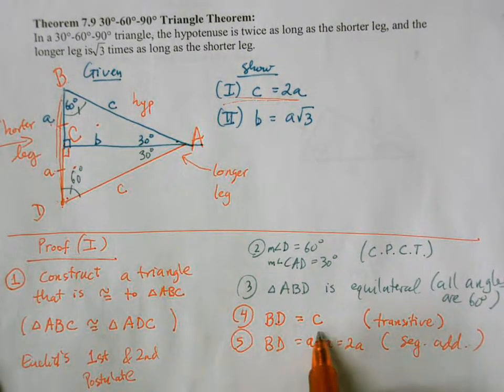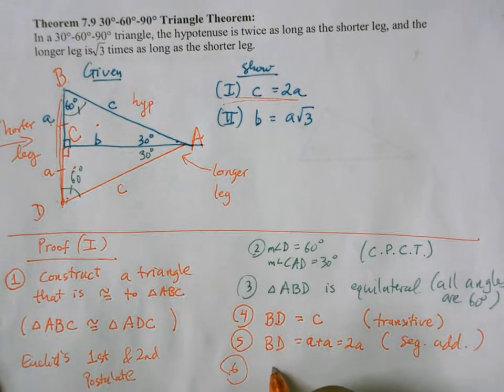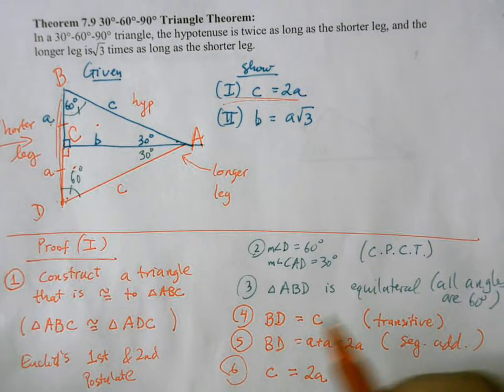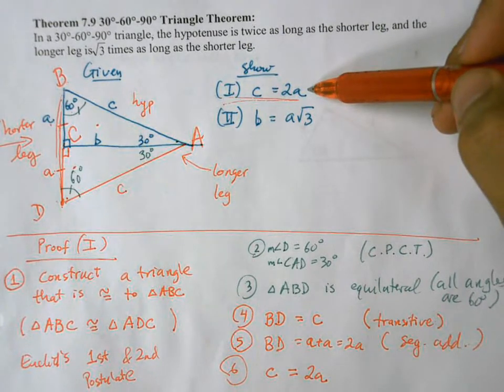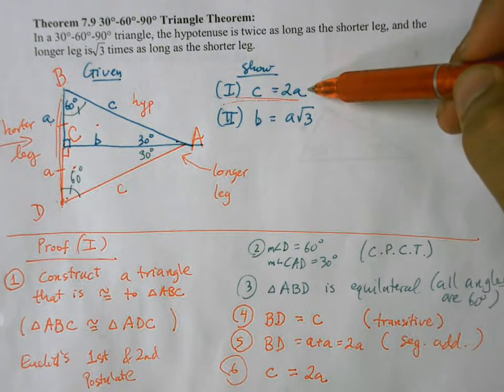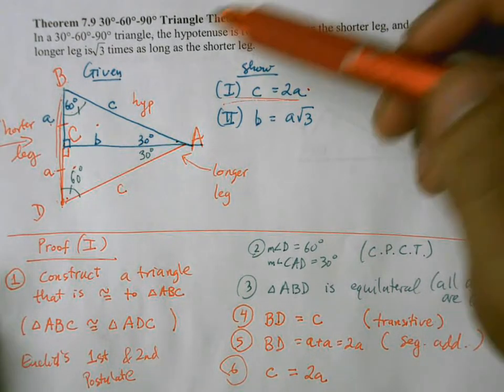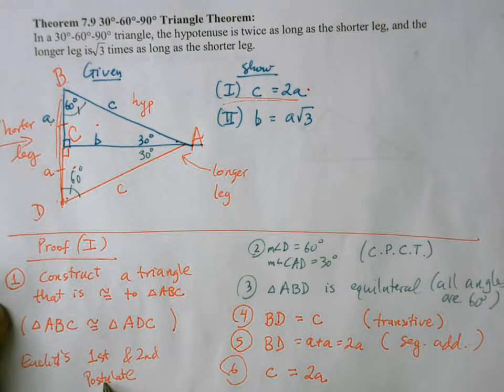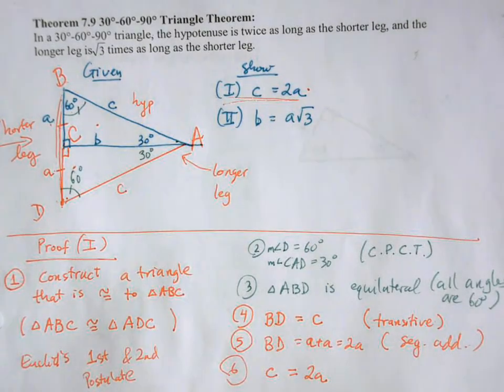For our final step, we take these two expressions for BD and tie them together, and we have C is equal to 2A. And there it is. That completes our proof of part 1. The main step in all of this is constructing a triangle that is congruent to the original blue one.